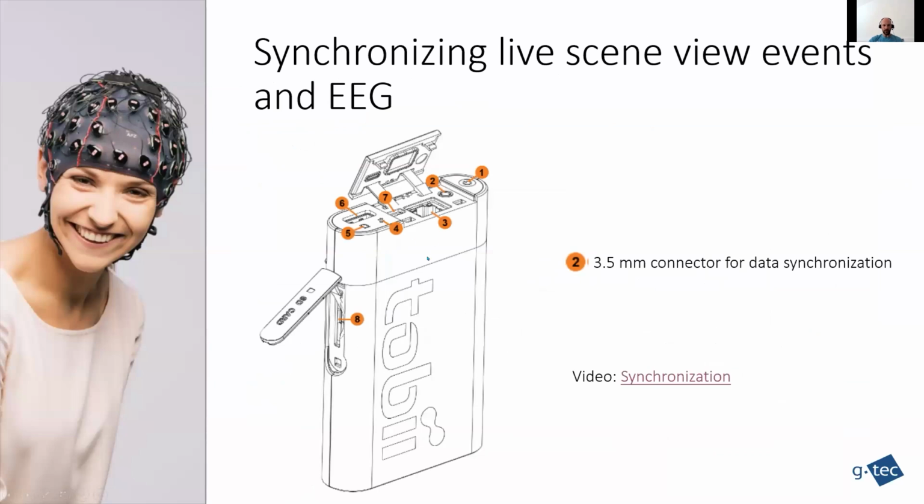So this is a schematic of the Tobii Pro Glasses 2 and 3 device, and we see here this small outlet is a 3.5 millimeter connector for the data synchronization. You can add a cable there, and you can connect it to the digital input of your g.HIamp, g.Nautilus, or g.USBamp amplifier. And I also want to show a short video on how you can achieve that.